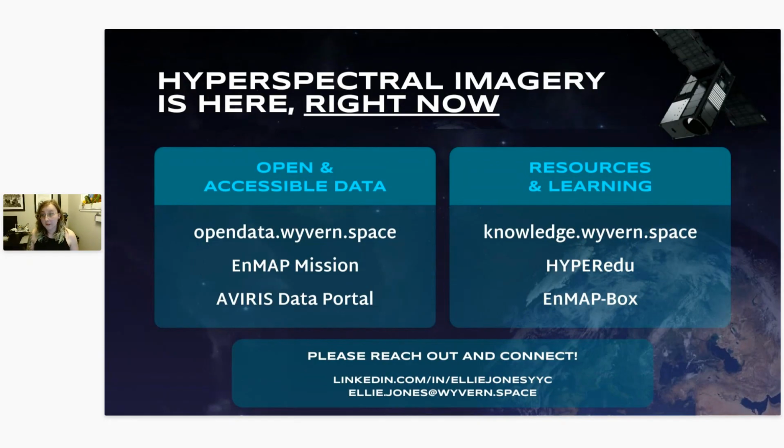There are also other fantastic missions out there. EnMAP provides open and accessible data. PRISMA, and there's a couple of American missions. AVIRIS is also incredible because AVIRIS will give you really detailed and rich spectral information at a very high resolution because it's an airborne product. EnMAP also puts out HyperEDU for more information on hyperspectral education and background. And they actually have EnMAP-Box, which is a QGIS plugin, entirely free, that you can work with hyperspectral data in. So the sky's the limit.